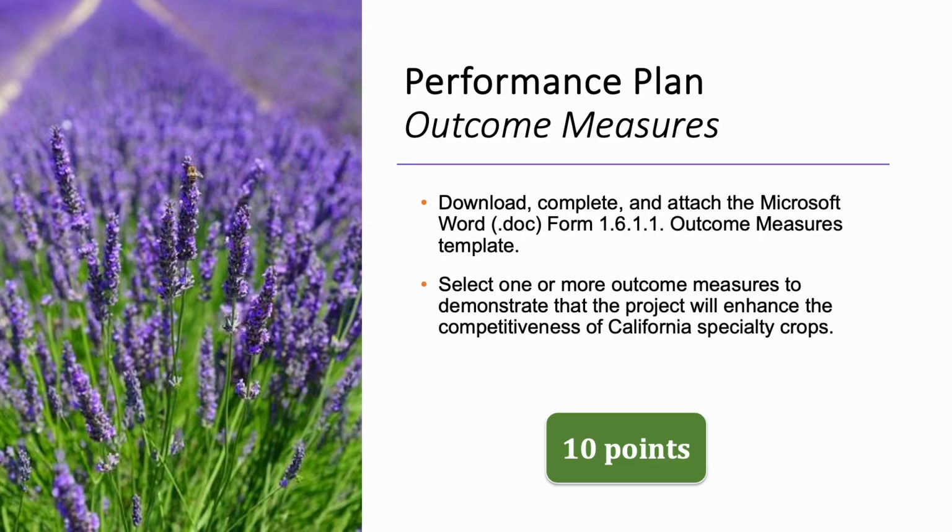In the template, you will identify one or more outcome measures to demonstrate that the project will enhance the competitiveness of California specialty crops. A later presentation will cover the outcome measures more thoroughly, so we won't go into further detail here. The outcome measure template is worth 10 points.